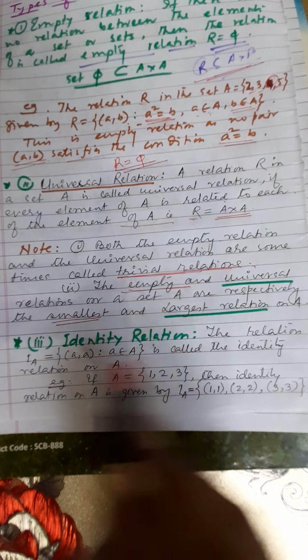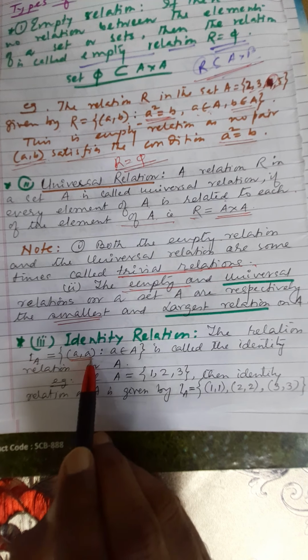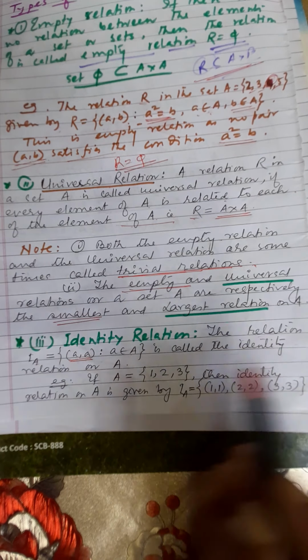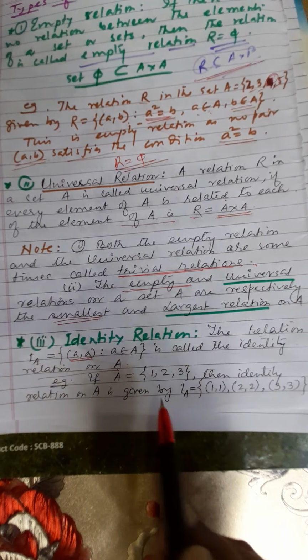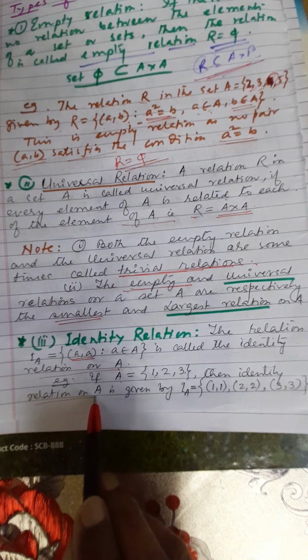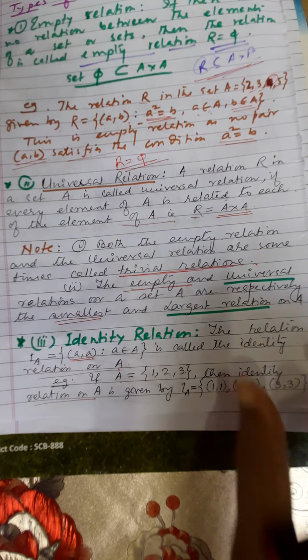Identity relation: the relation I_A = {(a, a) such that a belongs to A} is called the identity relation on A. For example, if A = {1, 2, 3}, then the identity relation on A, given by I_A, is equal to {(1,1), (2,2), (3,3)}. Okay.